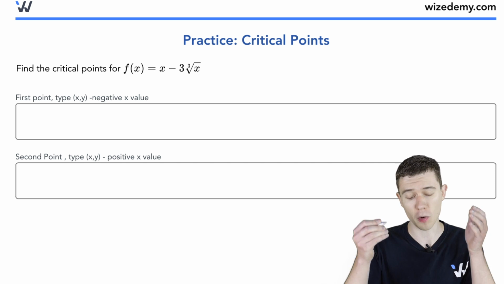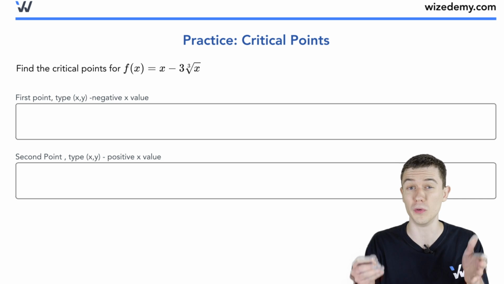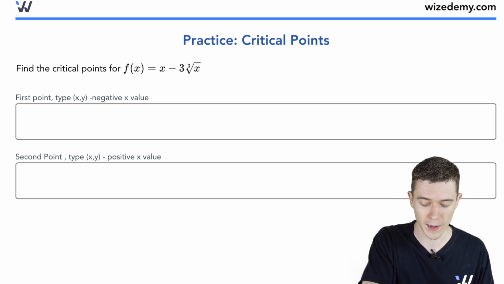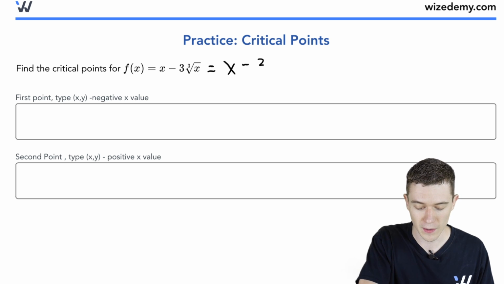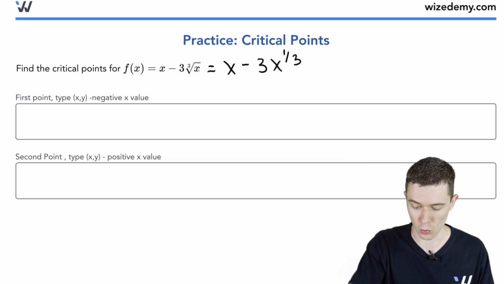Let's find the critical points of this function, x minus 3 cube root of x. To find the critical points, we'll need to take the first derivative, and I think it might be a good idea just to rewrite this as 3x to the 1/3 power. That way we see it's a power rule.